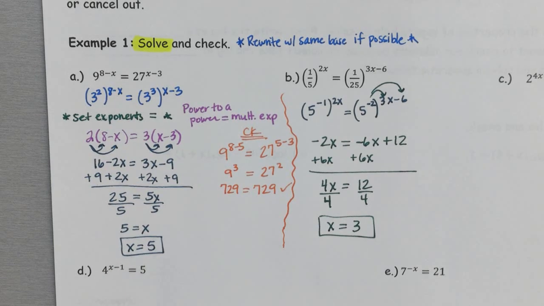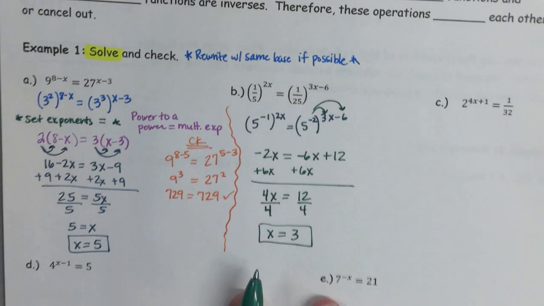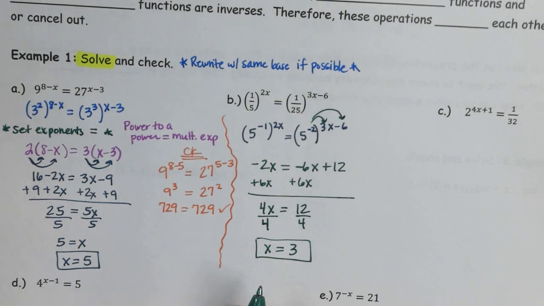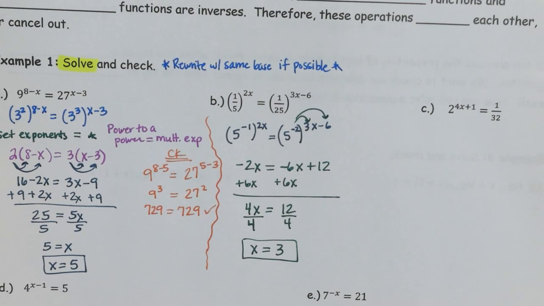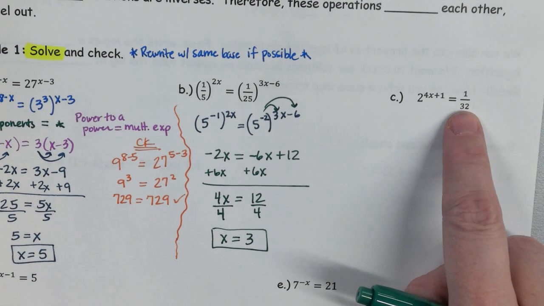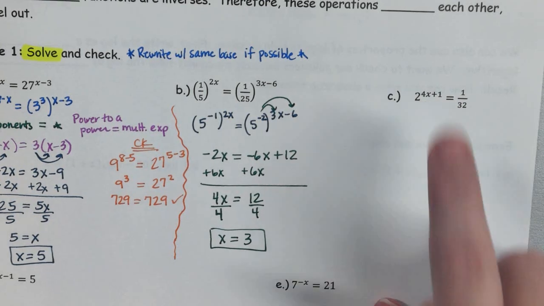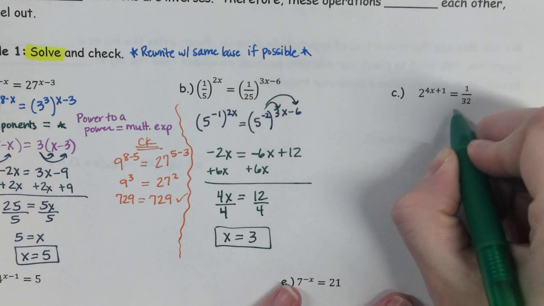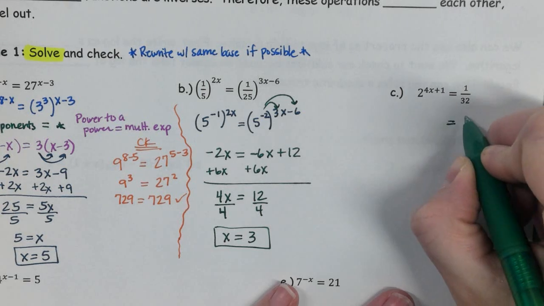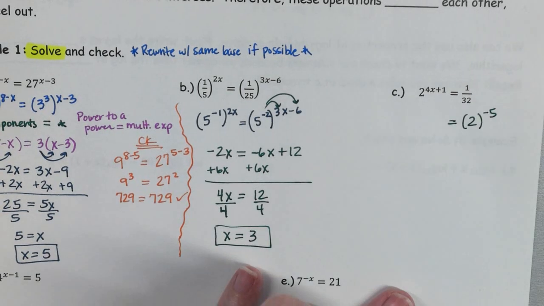Okay, so do you guys think that you can do part C? So you have 2 to the power of (4x plus 1) and 1 over 32. So when you have a fraction with a 1 on top, look at the bottom number, okay? First of all, 2 can't be rewritten as anything. It just has to say 2. But can you write 32 as a power of 2? Yeah, 2 to what power is 32? So 2 to the 5th is 32, so this would be 2 to the negative 5th, would be 1 over 32.